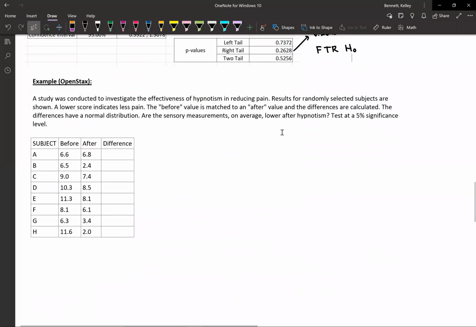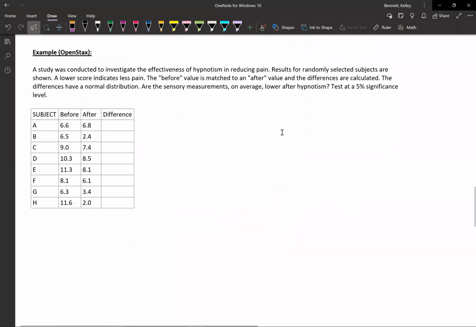Okay, in this next example, we're given actually raw data. A study was conducted to investigate the effectiveness of hypnotism in reducing pain. Results for randomly selected subjects are shown. A lower score indicates less pain. And the before value is matched to an after value, right? We have that in the table, and then the differences are calculated, which will make Excel do.